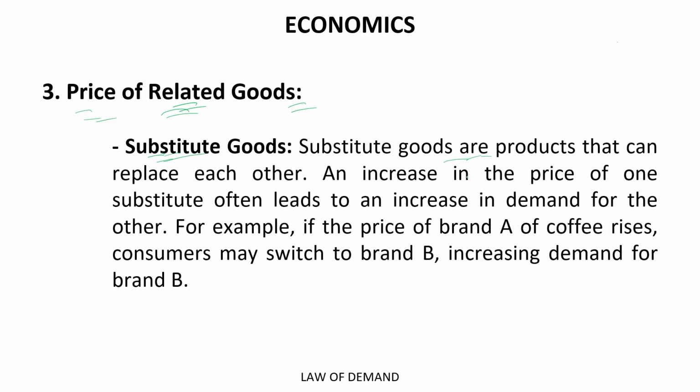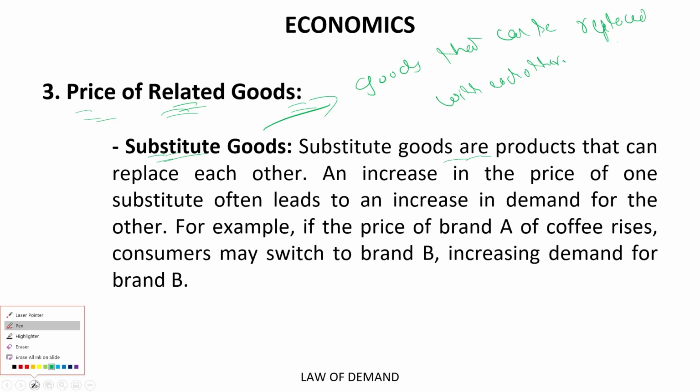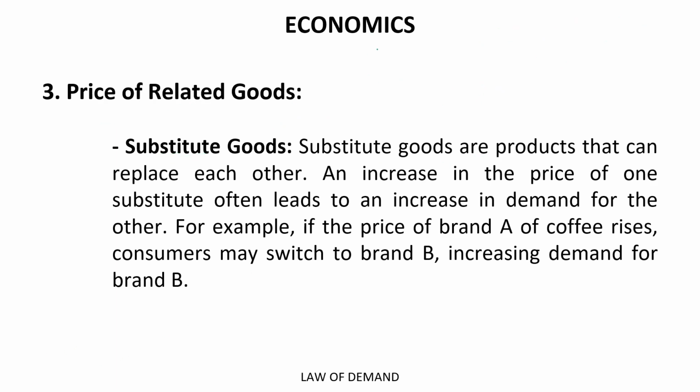Substitute goods are products that can replace each other. An increase in the price of one substitute good often leads to an increase in demand for the other. So basically we can say substitute goods are goods that can be replaced with each other. So those goods which could be replaced with each other are examples of substitute goods. And the same thing which is written here is that if the price of one good increases, the demand of another increases. So let's take an example of coffee and tea.